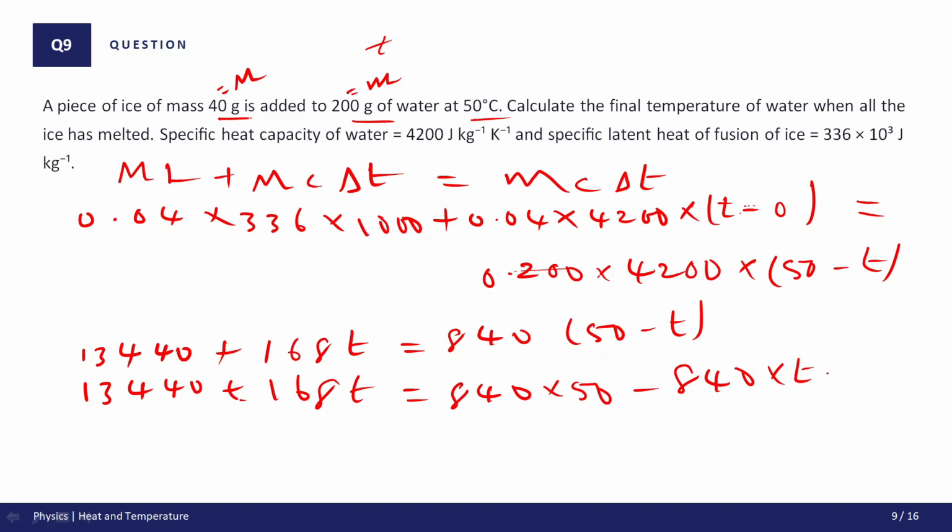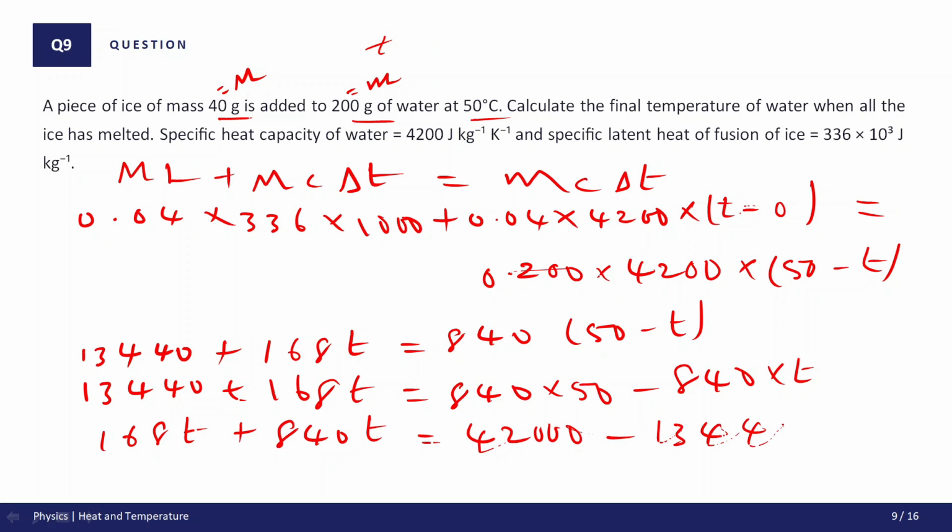Then we will see what step we will get now. First I will multiply 840 into 50. We will get 42,000. So before I will write here 168 T plus 840 T equal to 42,000 minus 13,440. Subtract and add. What will you get?